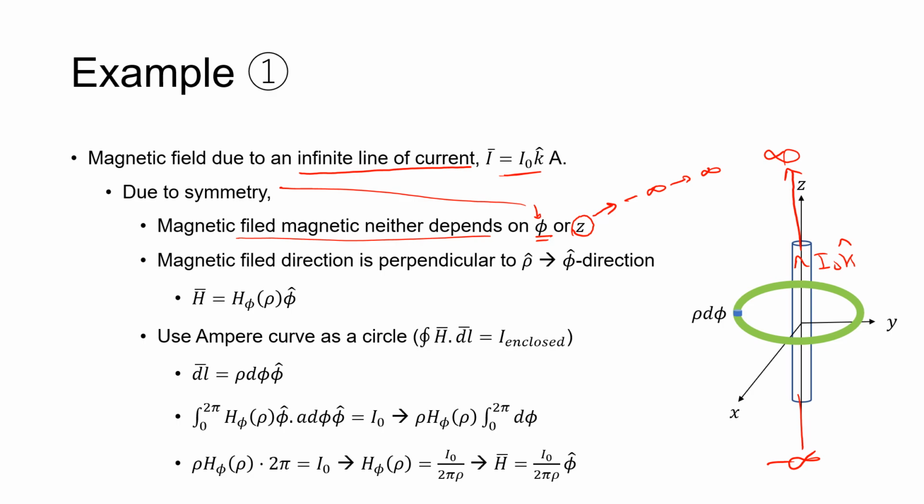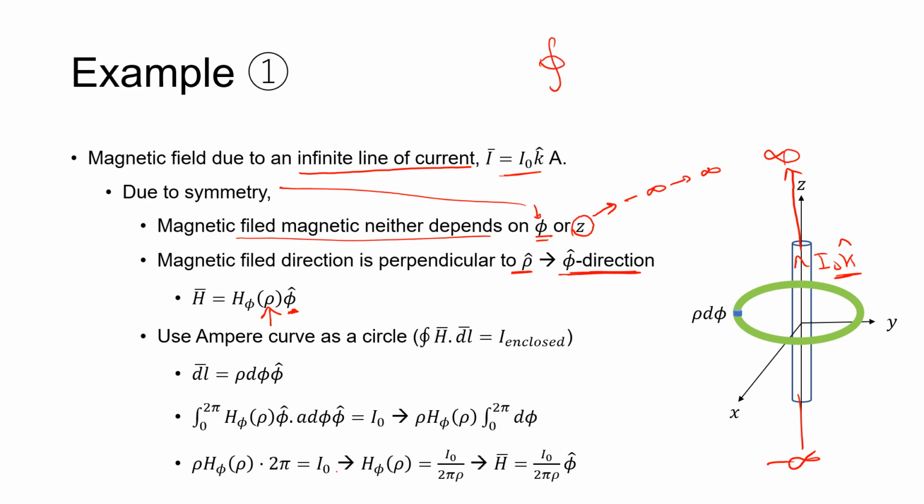Likewise, we know that the field will not be in the direction of k because the current itself is in the direction of k. So it can be either in the rho or phi direction. But since the vector perpendicular to the line is in the rho direction, the field itself will be in the phi direction. So we can conclude that we only have one component, in the direction of phi, and it is dependent only on rho.